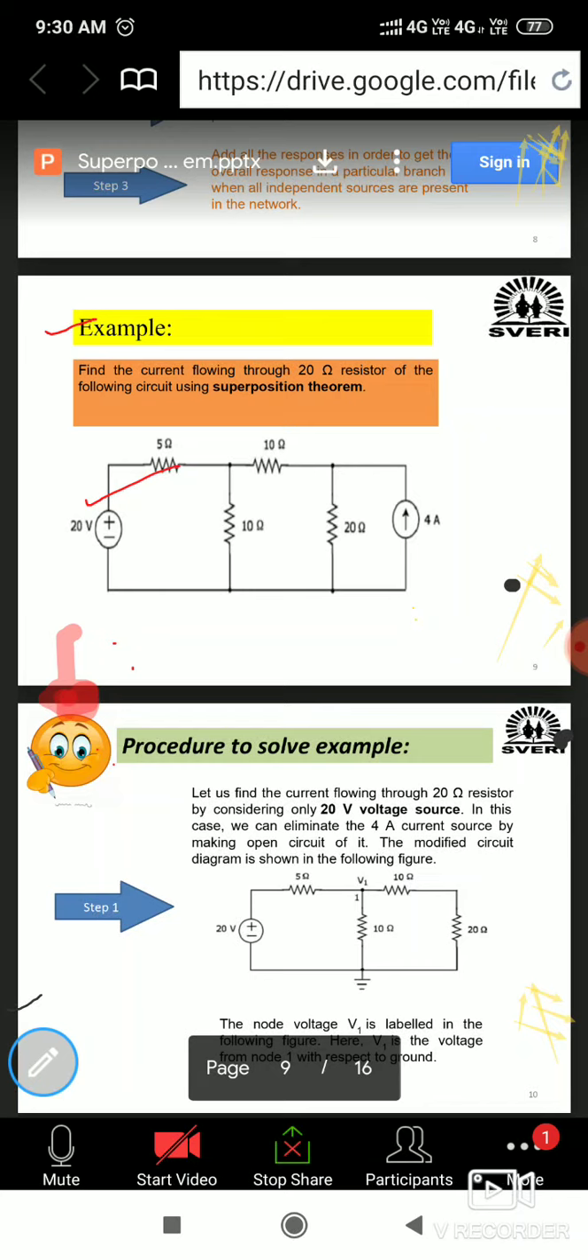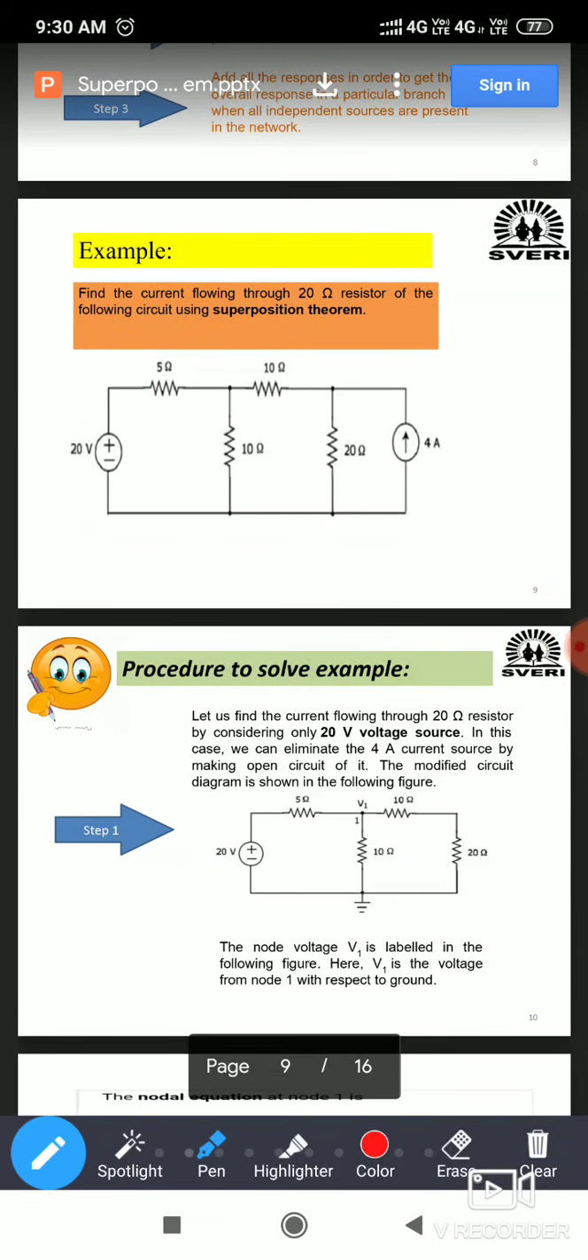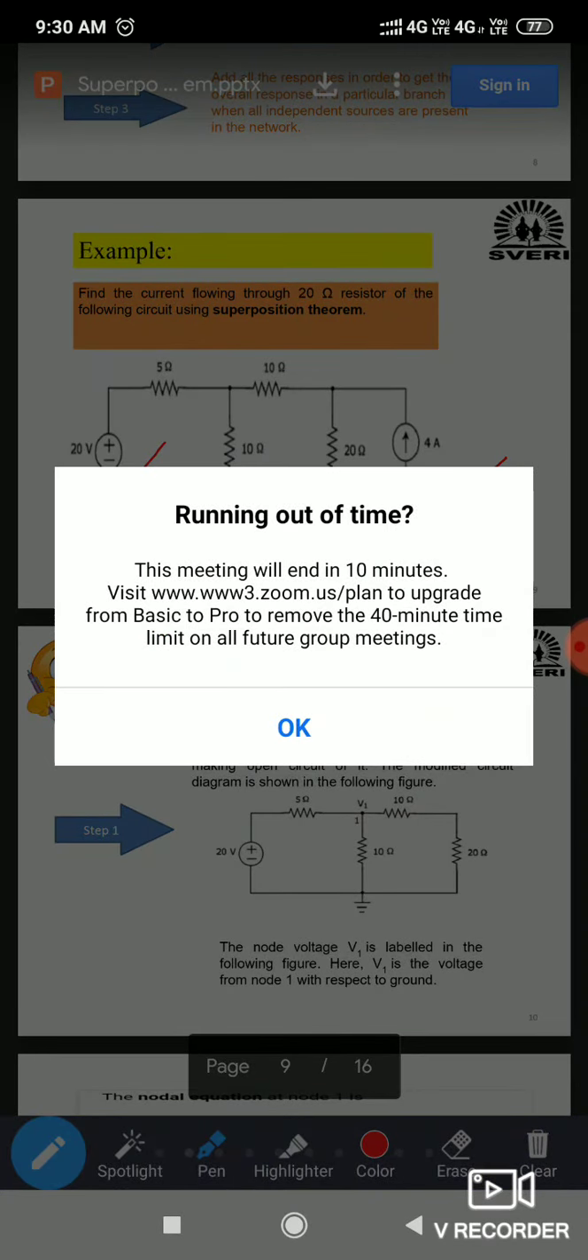So see where the 20 ohm is located in the given circuit. If you observe the circuit, one is the independent voltage source present on the left hand side. Second is the independent current source present on the right hand side. Three observations you have to make. First observation, whether the circuit is AC or DC. As you observe, it looks like a DC circuit because the sources are DC only.